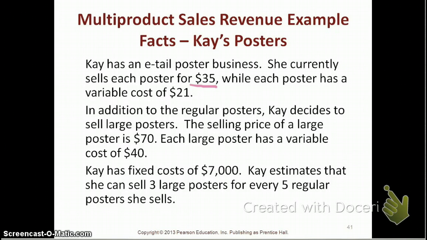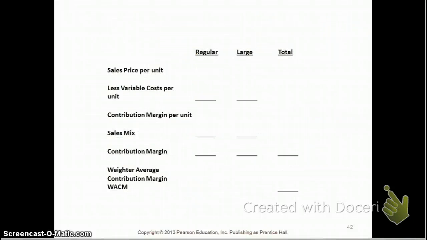You need to know the sales price per unit and the variable cost per unit of each type of poster. You also need to know fixed costs, and you also need to know your sales mix. And that is where this particular example says Kay estimates that she can sell 3 large posters for every 5 regular posters. Your sales mix is 3 large for every 5 regular posters. So you need to know those 2 numbers as well, because that's essential to calculate your weighted average contribution margin.